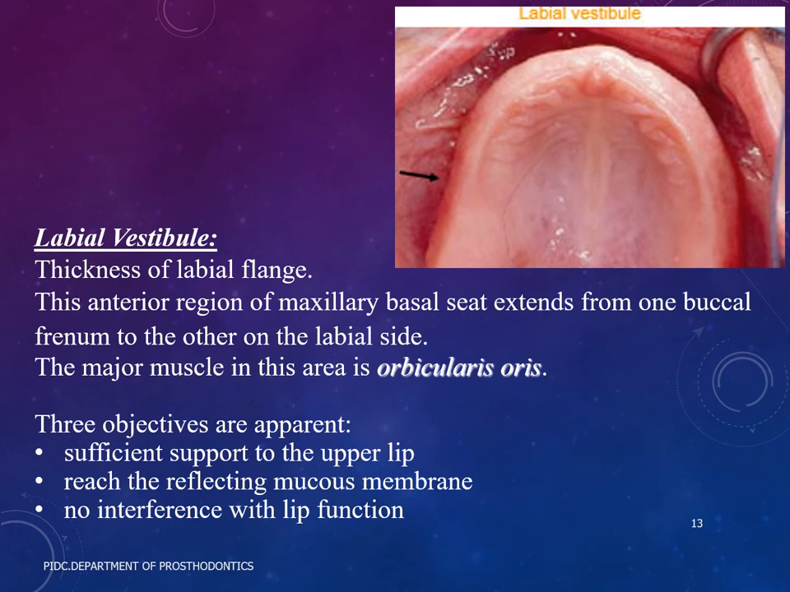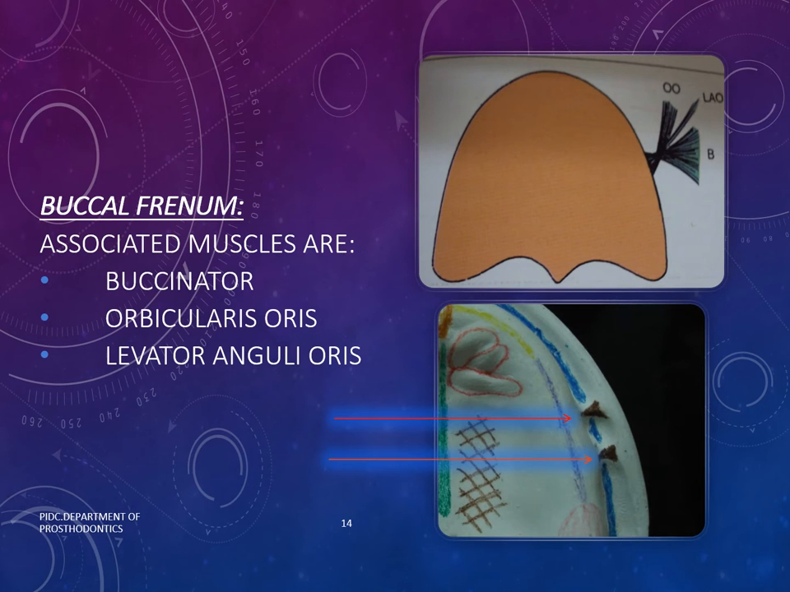And if there is too much thickness of the labial flange also, what happens is it gives you a monkey face appearance, which might compromise the aesthetics. So next is coming your buccal frenum.